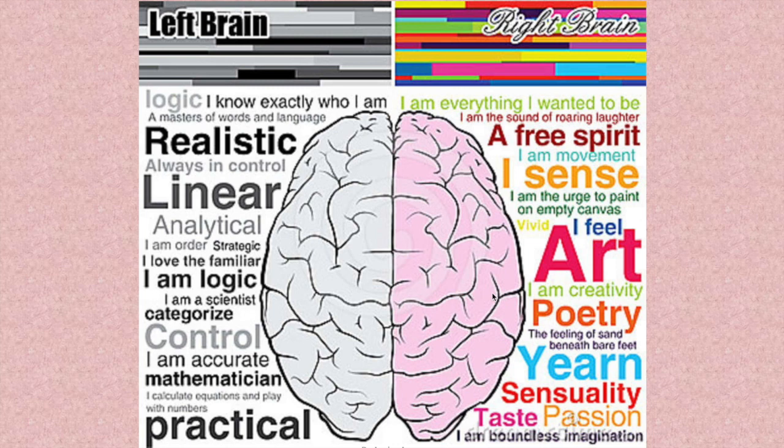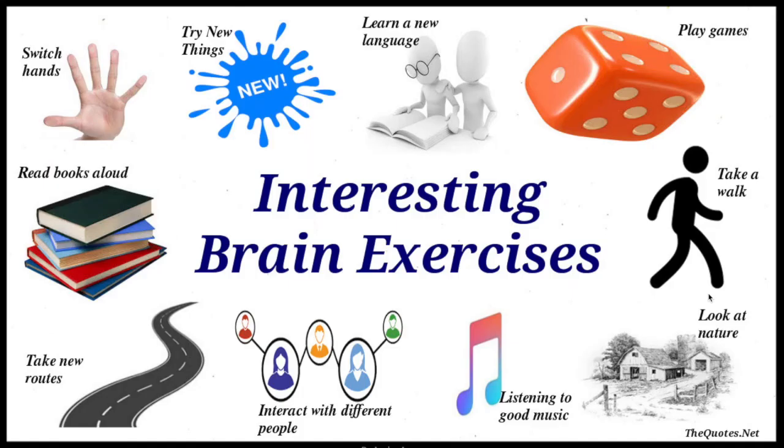But no matter what kind of mix we have, we would all benefit if somehow we could have all the traits in us. So, how to do that? How to cultivate both the left and the right side of your brain? It's not all that tough. Number one, switch hands. So, if you write with your left hand, start writing with your right hand. Not all the time, but at least sometimes.